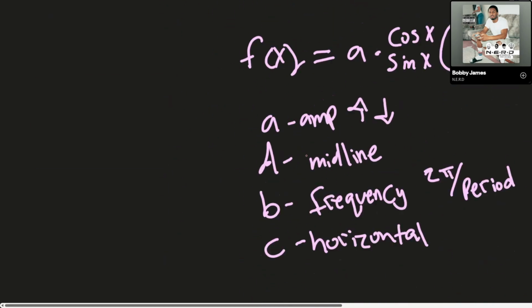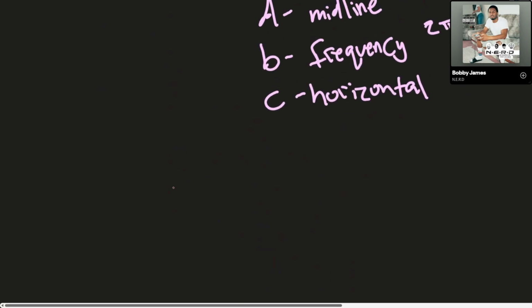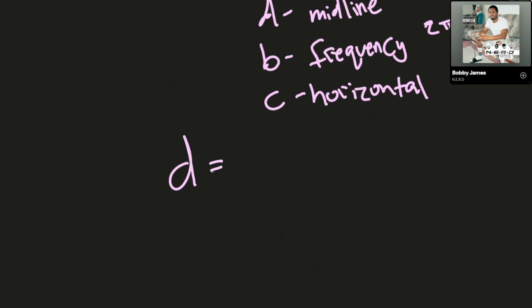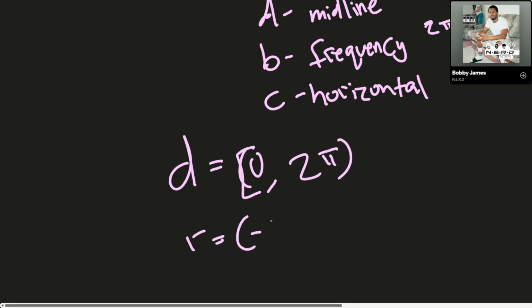Additionally, I did forget important things to know. The domain is always going to be 0 to 2 pi, and the range will always be -1 to 1.